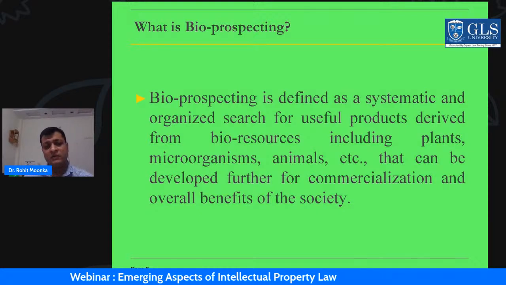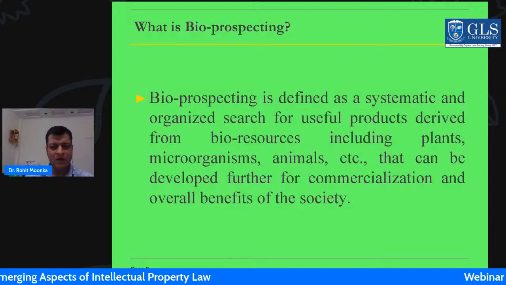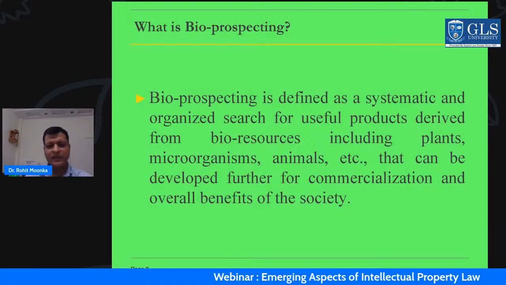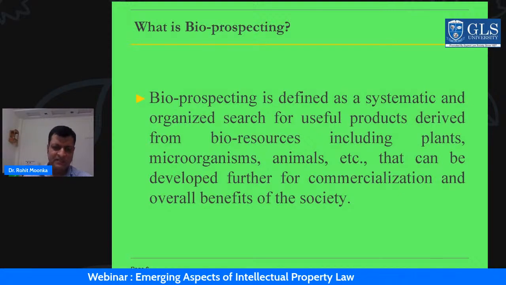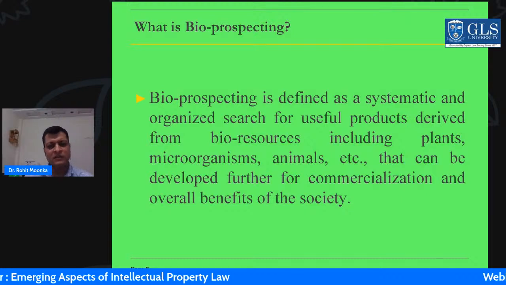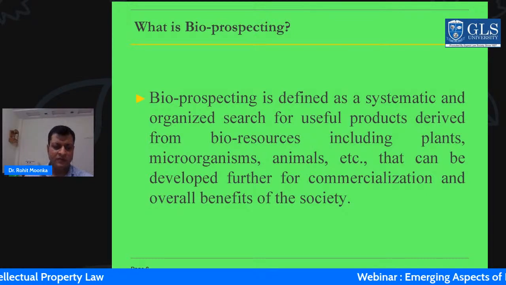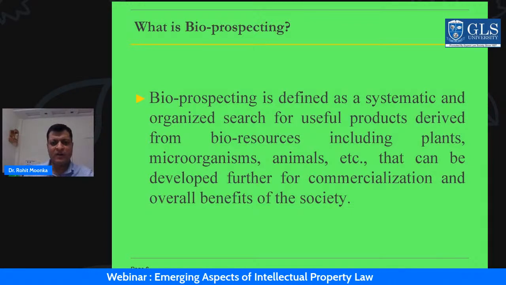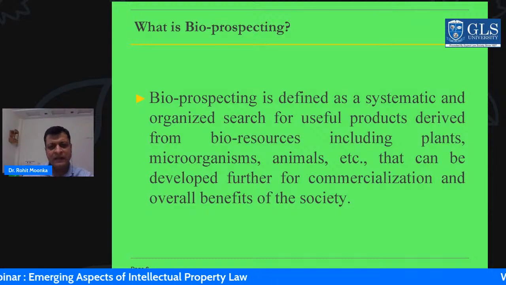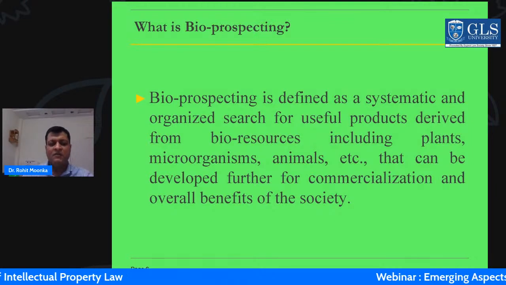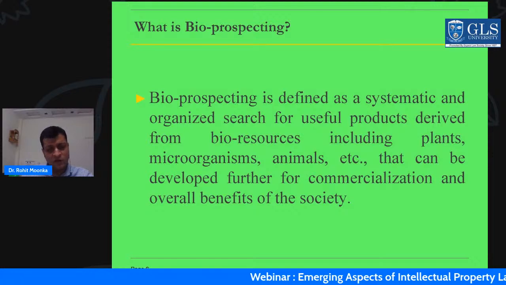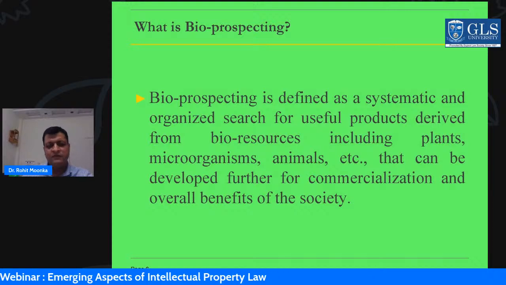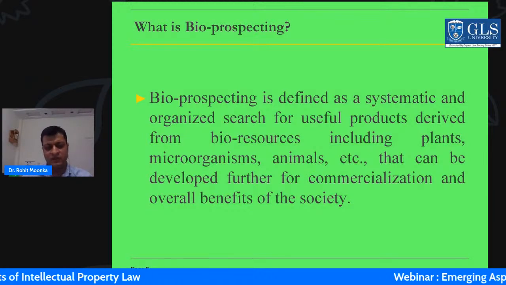Nevertheless, these two terms, bioprospecting and biopiracy, first of all, we will understand them. We will see them through some illustrations and examples, and how they have posed challenges, threat, or opportunity for the exploration and furtherance of traditional knowledge. So, as far as bioprospecting is concerned, you can see the definition of bioprospecting. It's a systematic and organized search for useful products which are derived from bioresources, which can include plants, microorganisms, animals, etc., and that can be developed further for commercialization and overall benefit of the society.